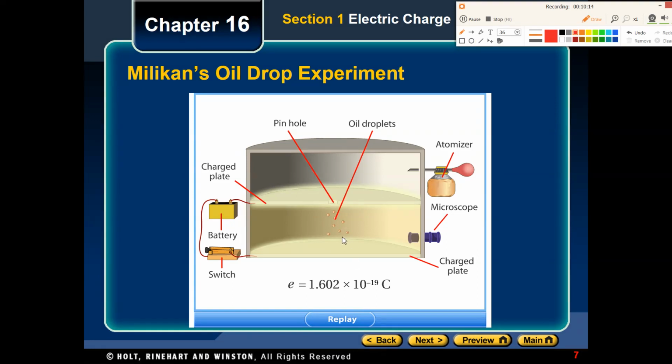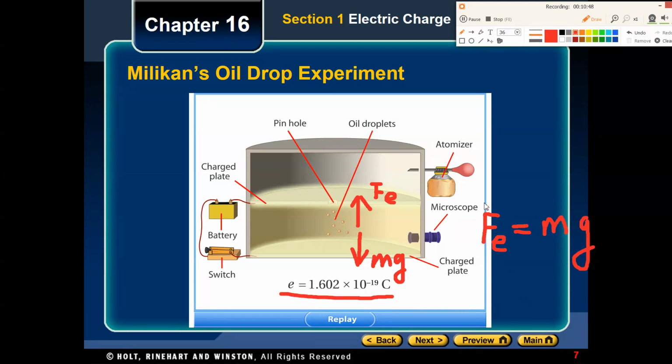Right, this is just what I explained on the previous slide. So there's an electric force upward, and there's a weight of the oil droplets. So he can manage the magnitude of the strength of the electric field to make this electric force equal the weight of the droplets. So all the droplets are in equilibrium. This way you can figure out the charge of an electron, right?